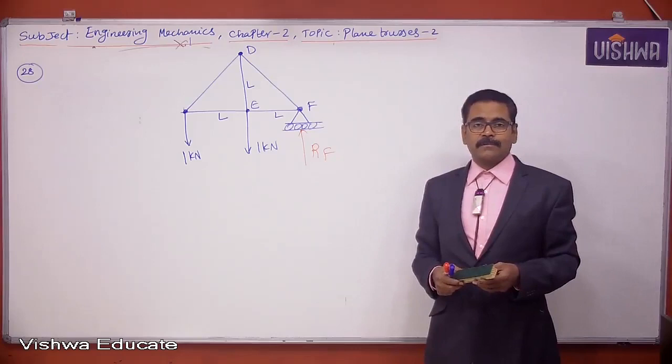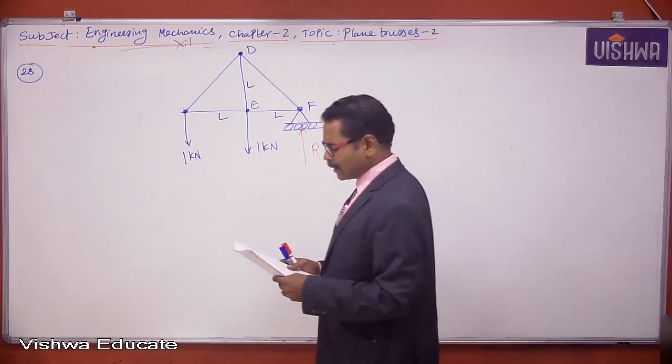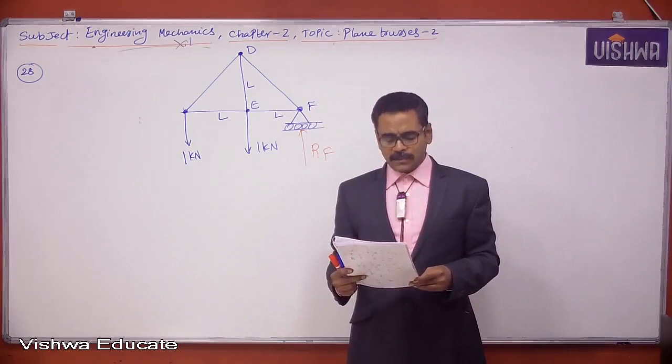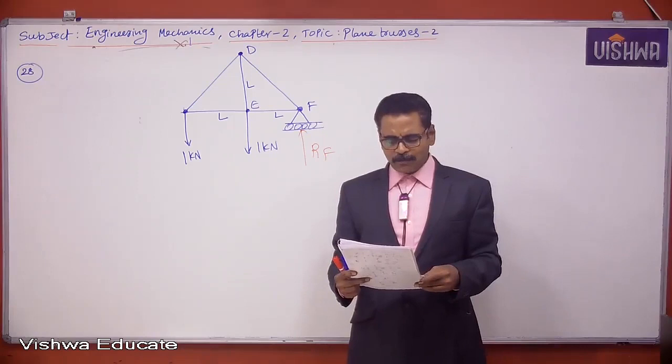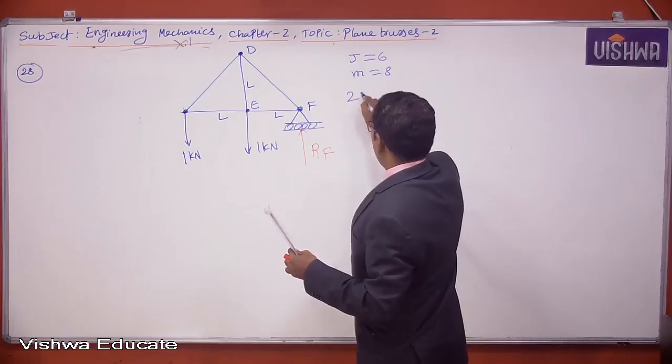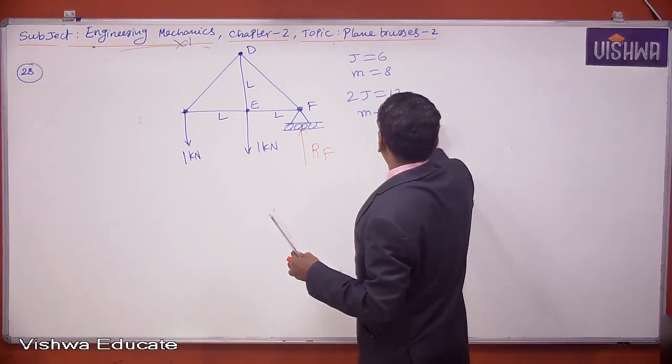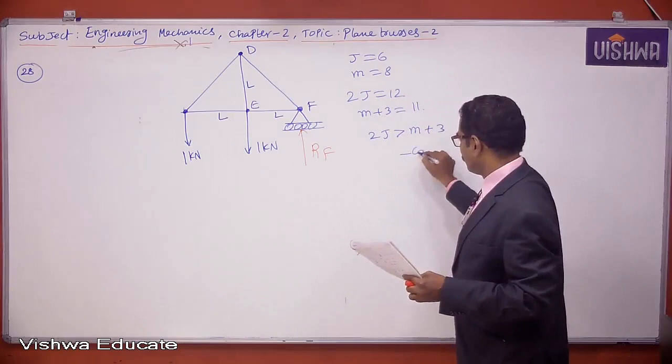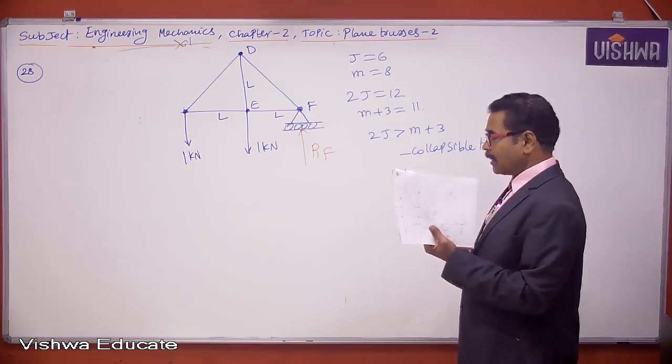Or at the beginning itself, you can understand: in the given truss, what is the number of members? Number of members is 8. Number of joints? 6. What is 2J? 2 into 6, 12. What is M plus 3? 11. So in the given truss, considering the left also, I mean the total truss, J is equal to 6, M is equal to 8, 2J is equal to 12, and M plus 3 is equal to 11. So 2J is more than M plus 3. Definitely it is a collapsible truss. If you apply any external load, if you apply this 1 kilonewton, the truss will immediately collapse.